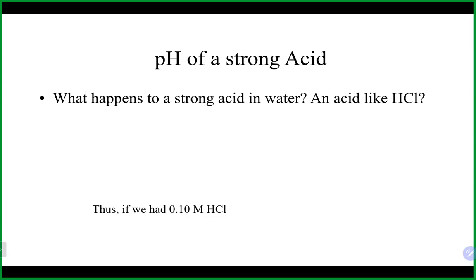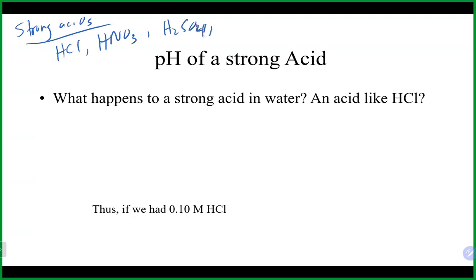Remember, we have a list of some of our strong acids, and those are hydrochloric, nitric, sulfuric, perchloric, hydriodic, and hydrobromic. So these are our really strong acids.